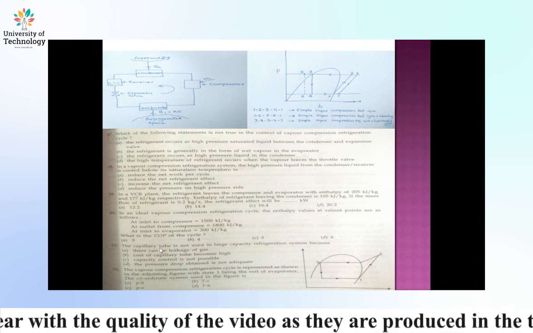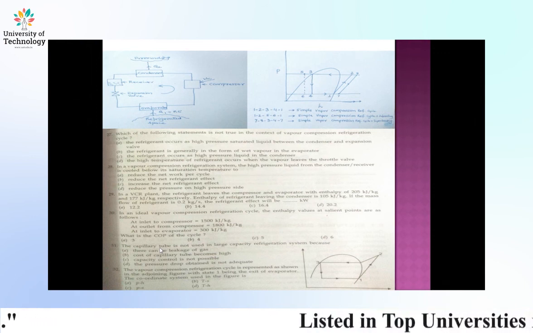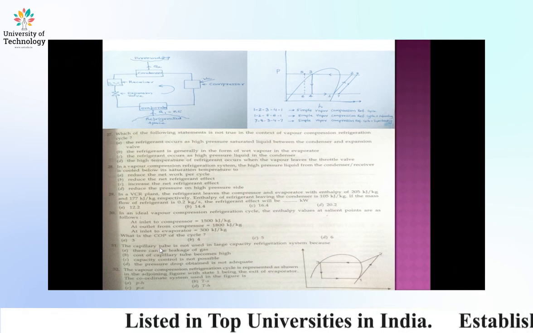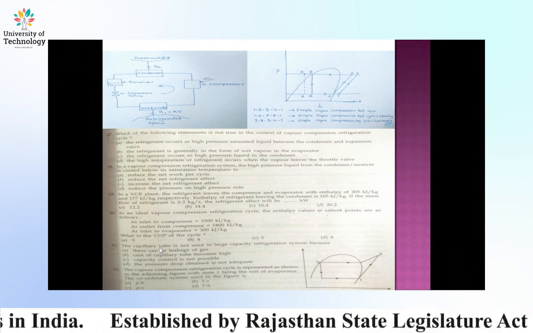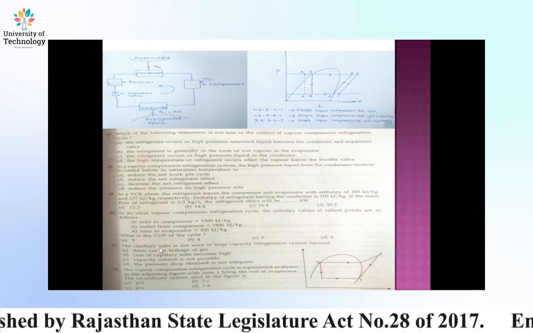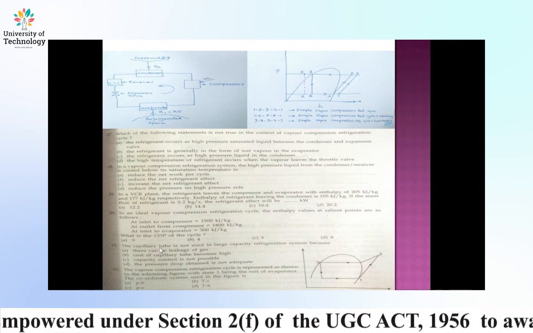Option A, there can be a leakage of gas. No. Option B, cost of capillary tube becomes high. It is also not an appropriate answer. Capacity control is not possible. Yes, this is a true statement. The capacity control is not possible by using the capillary tube for high pressure ranges. So option C is correct for this question.